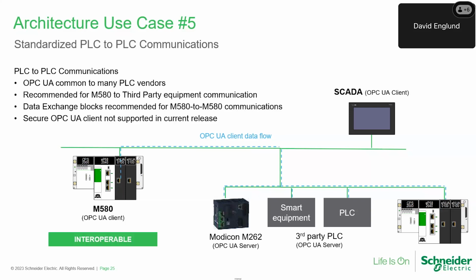In the M580, OPC UA client connections are performed using the OPC UA client function blocks, which were introduced in Control Expert version 15.2. Currently, the M580 client function blocks are recommended for communications to third-party PLCs. For M580 to Modicon communications, we still recommend the data exchange blocks. In the current releases, the OPC UA client function blocks do not support OPC UA security. Security, as well as other enhancements, will come in future releases.